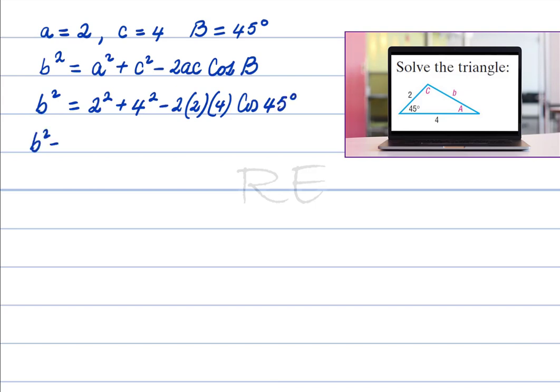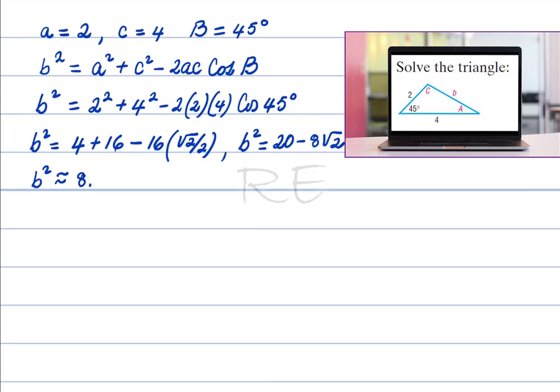B squared is equal to 4 plus 16 minus 16, and cosine 45 degrees is square root of 2 over 2. B squared is equal to 20 minus 16 over 2, which is 8 square root of 2. B squared is approximately 8.69, and B is approximately square root of 8.69, 2.95.